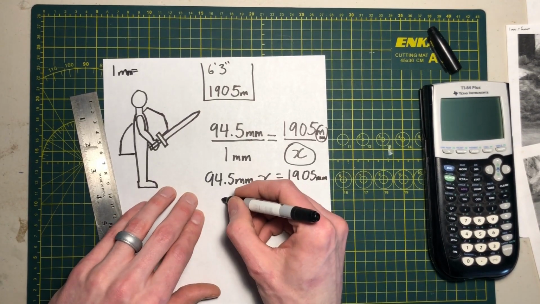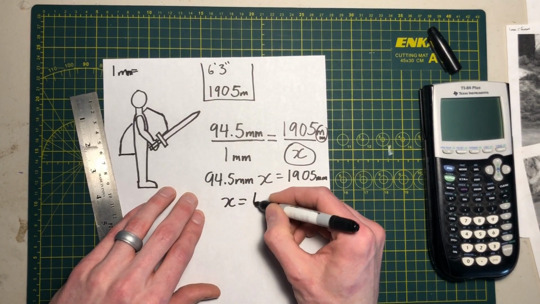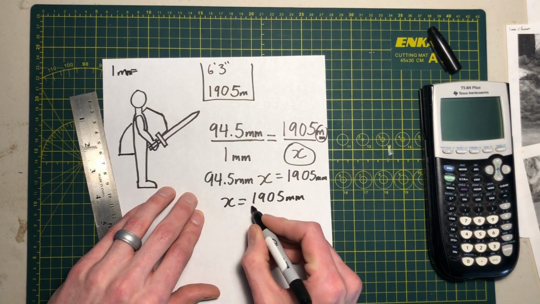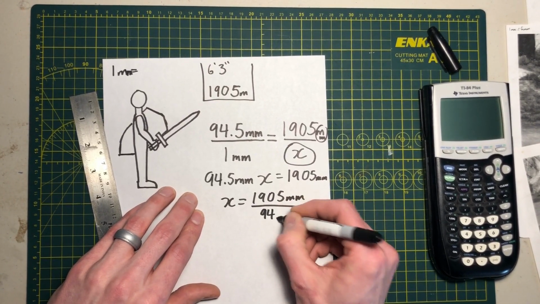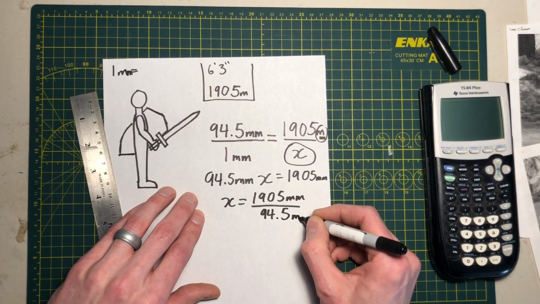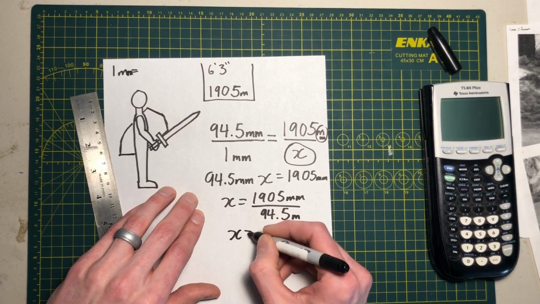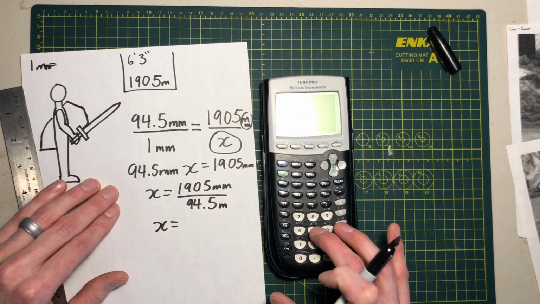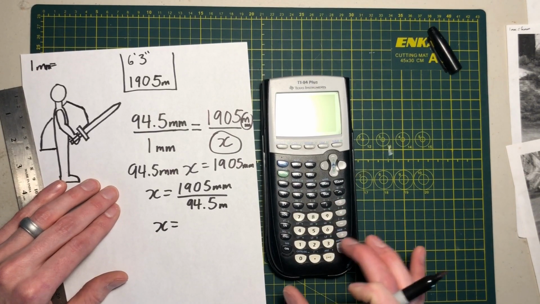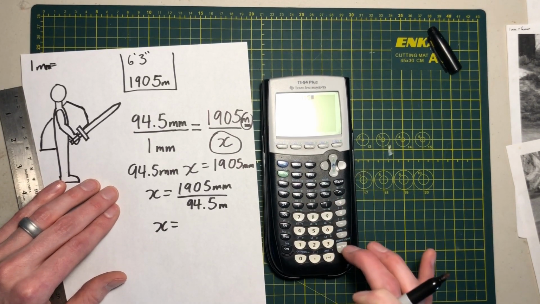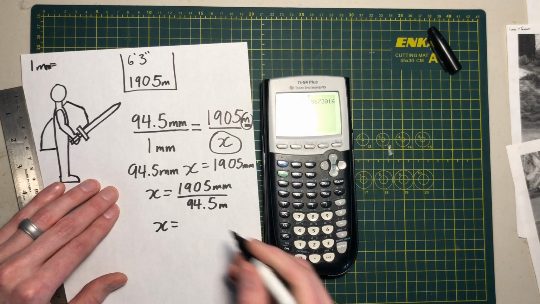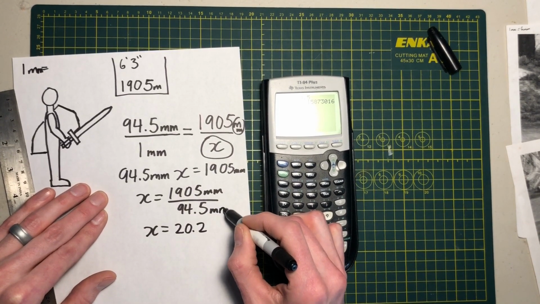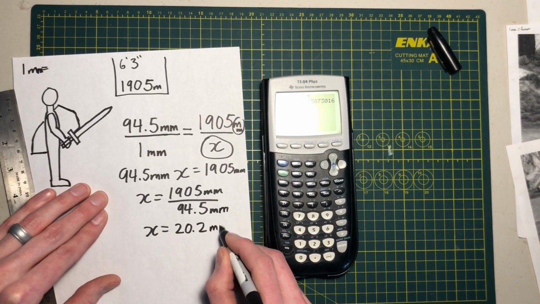So, x is equal to 1,905 millimeters divided by 94.5 millimeters. So, x is going to be equal to 1,905 divided by 94.5. I'm just going to round to the nearest decimal point there. So it's going to be 20.2 millimeters.